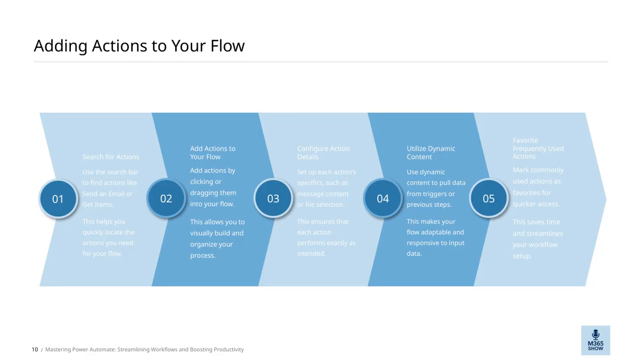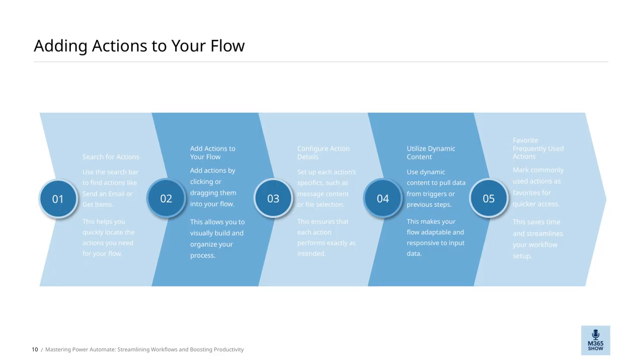Next, it's important to set up each action's details, things like the message content or selecting a file, so everything works just as you want it to. Don't forget, you can also use dynamic content to pull in data from triggers or earlier steps. This makes your flow more flexible and responsive to input.